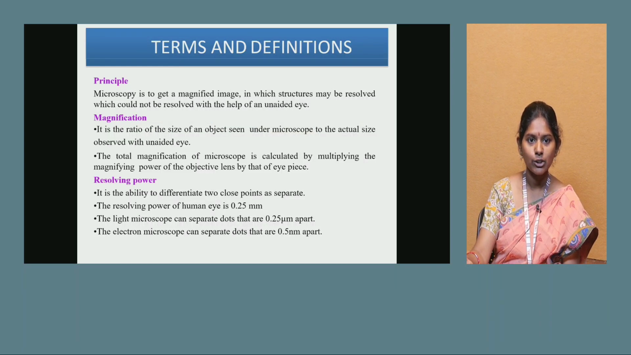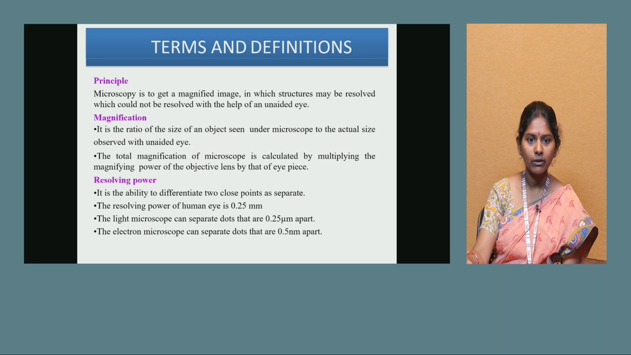Magnification is the ratio of the size of an object seen under the microscope to the actual size observed with the unaided eye. The total magnification of a microscope is calculated by multiplying the magnifying power of the objective lens by that of the eyepiece. Resolving power is the ability to differentiate between two close objects as separate.